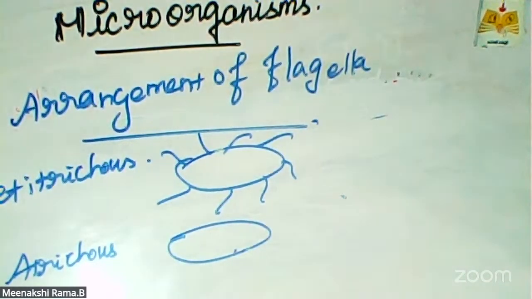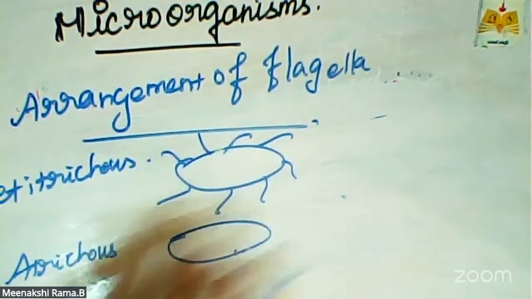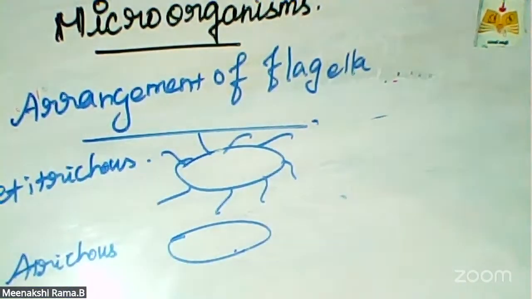And next one is Peritrichous, meaning flagella all around the body of the bacteria. Atrichous means without any flagella. So these are all the different types of bacteria. Bacteria get their food in many ways, like photosynthetic bacteria make their own food, and some live in environments and use chemicals.